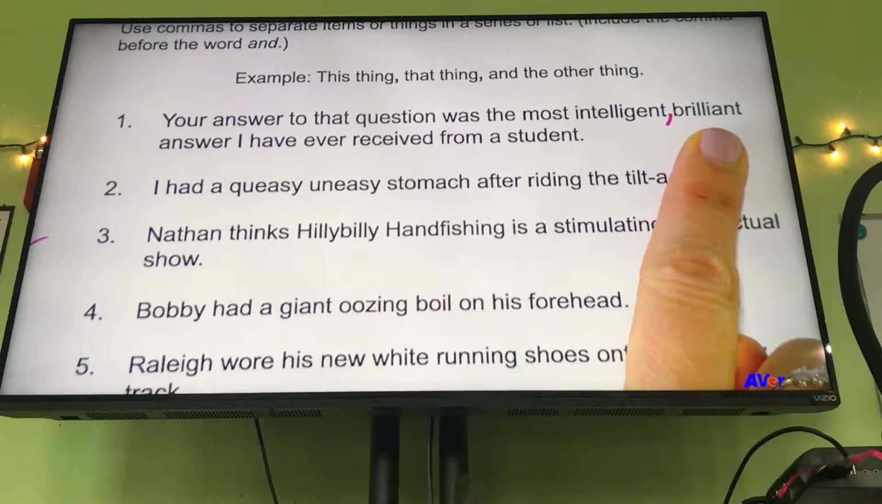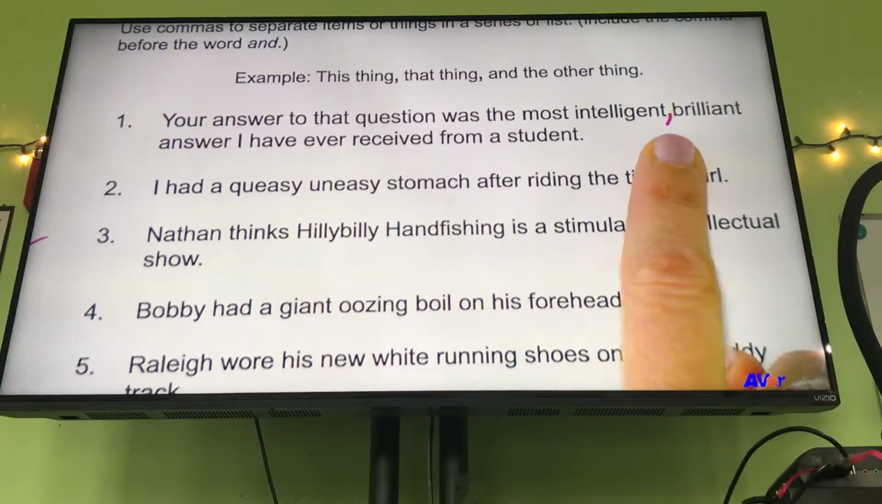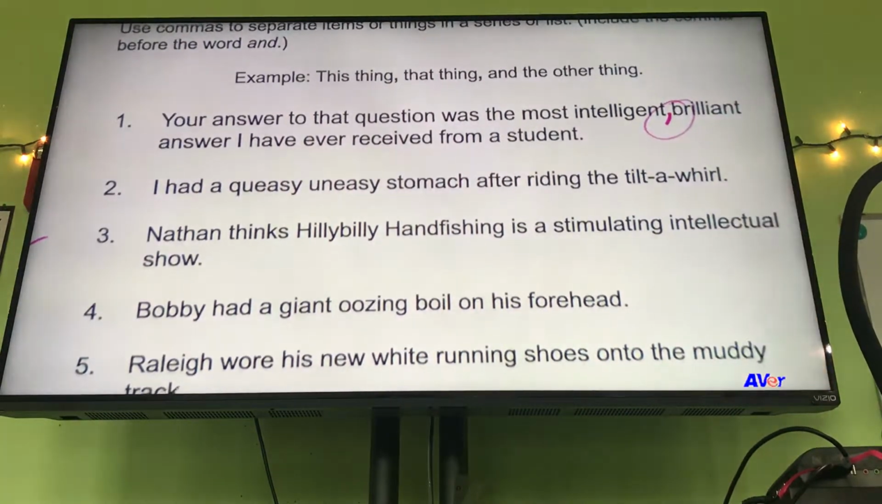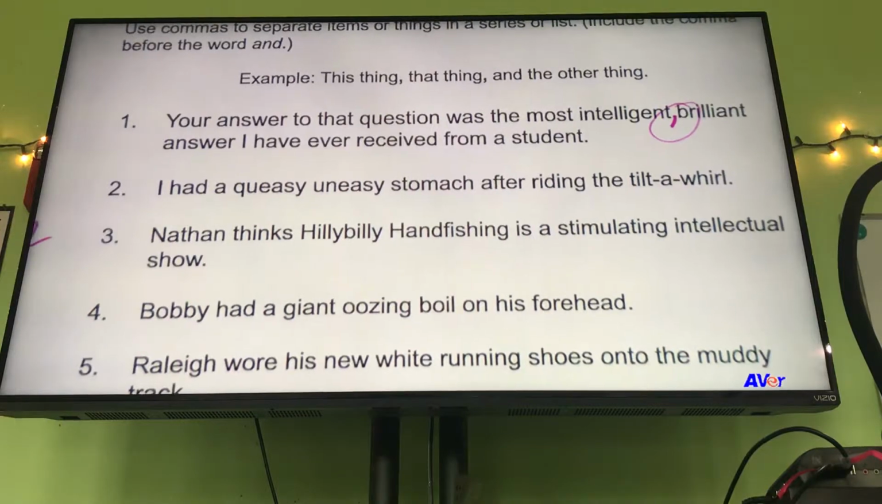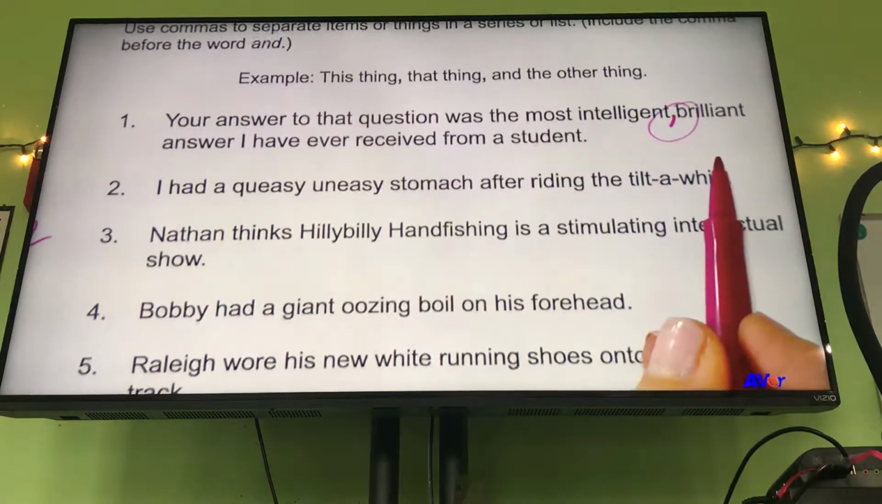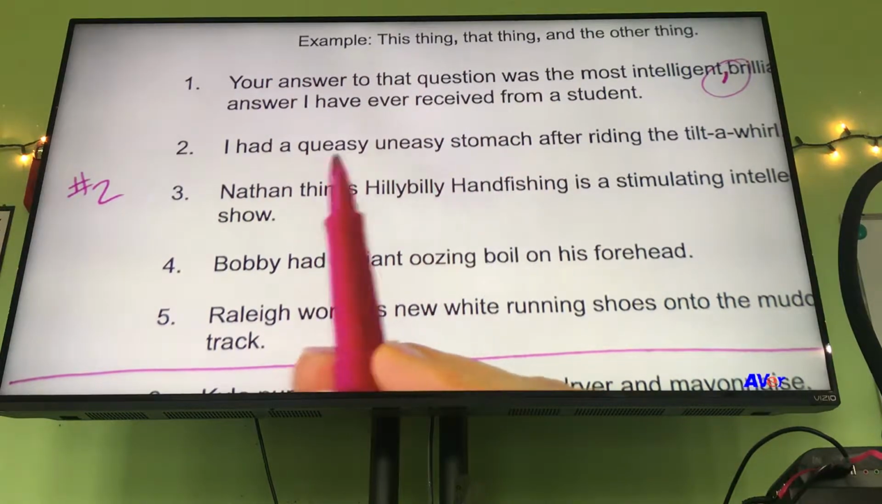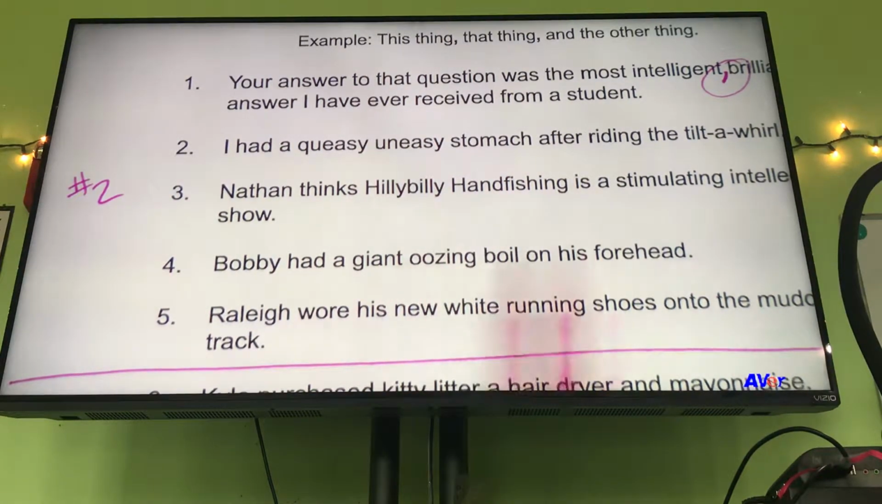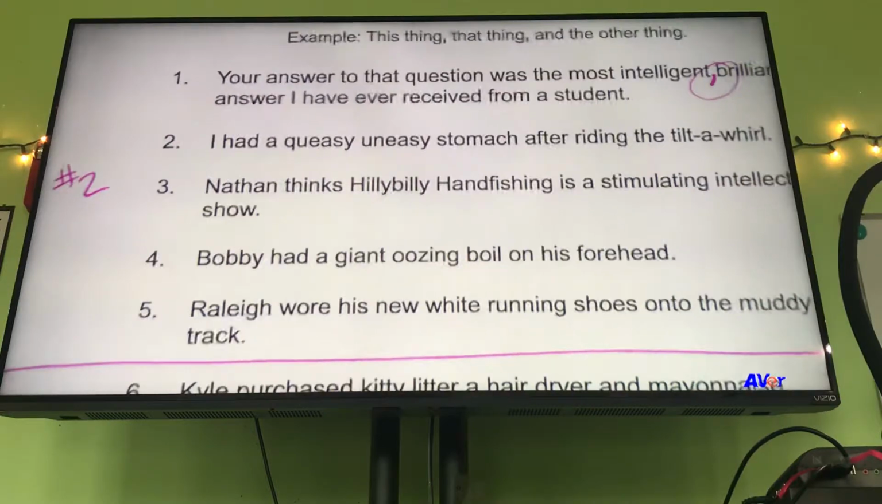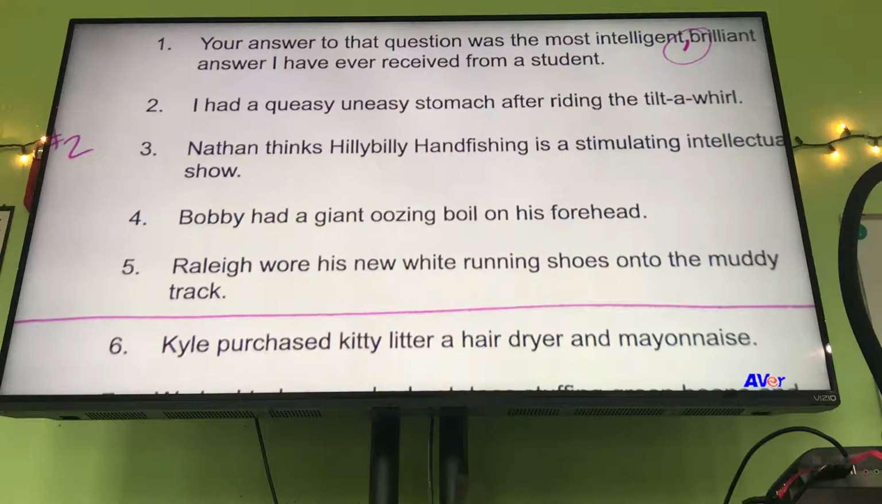So when you're doing this worksheet before you turn it in, exaggerate your comma, put a nice big circle around it so I can easily glance down and see if you understand this rule. I had a queasy, uneasy stomach. Adjective, adjective, noun. Okay, continue with those and then turn it in and we'll see how you did.